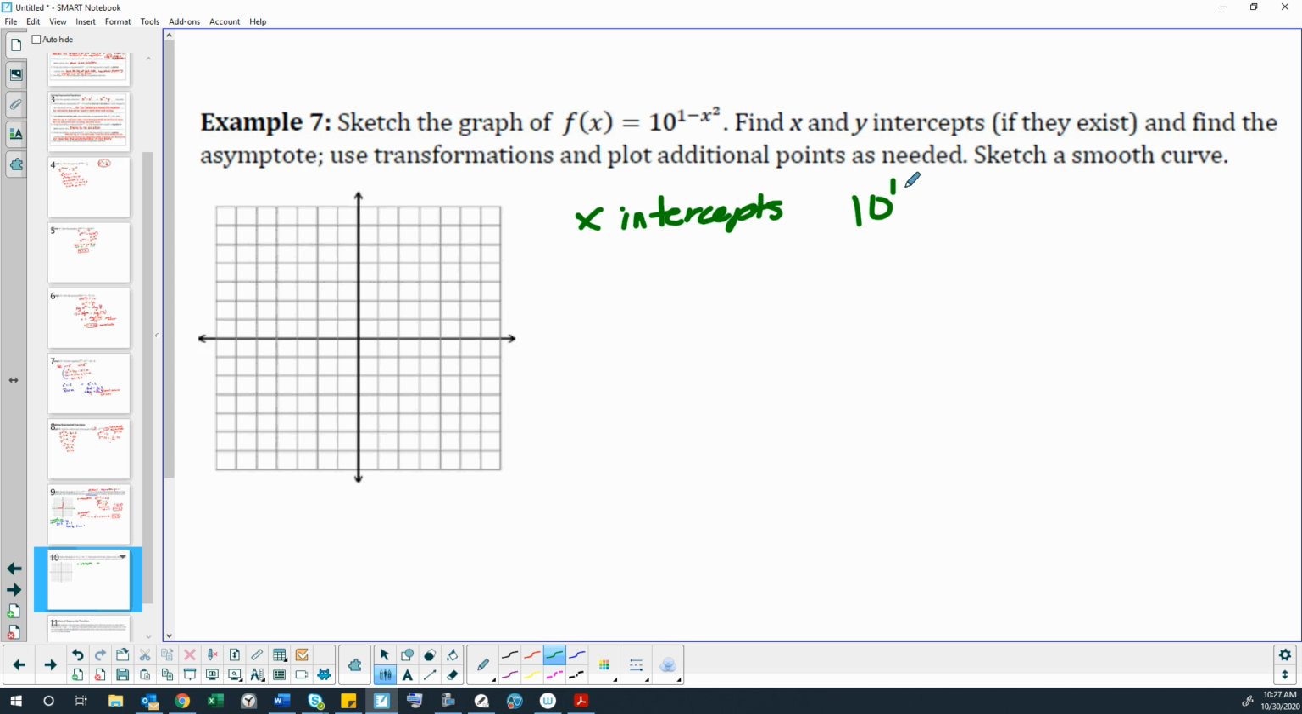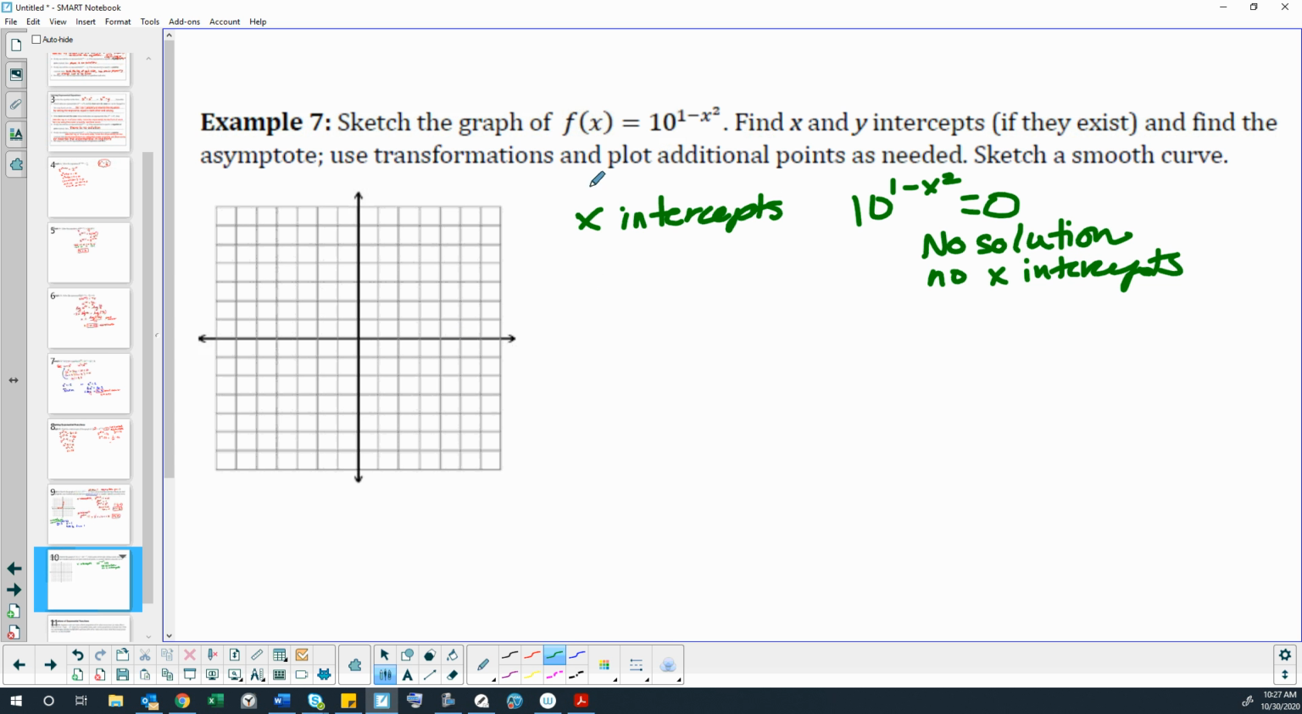Okay. So I can go ahead and do x-intercepts, which means I would take my 10 to the 1 minus x squared, set it equal to 0. Uh-oh. This is where I have an exponential equal to a 0 or a negative. So that means there's no solution because we can't do the logarithm of 0 or negative. So there is no x-intercepts.